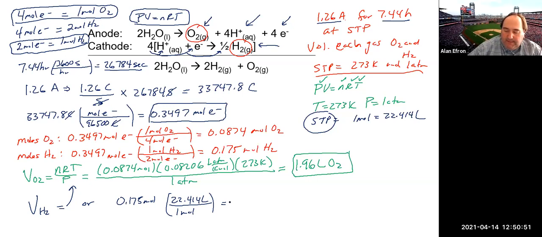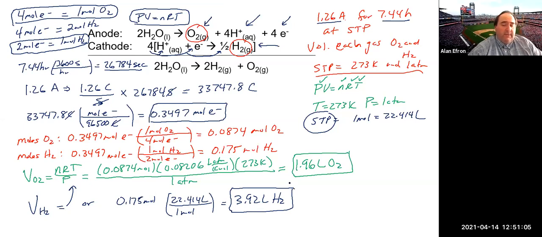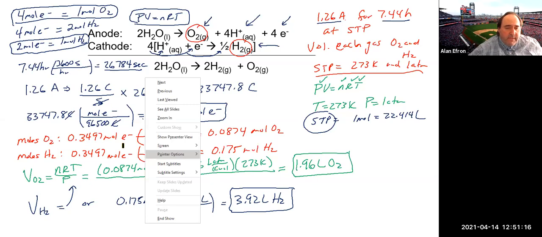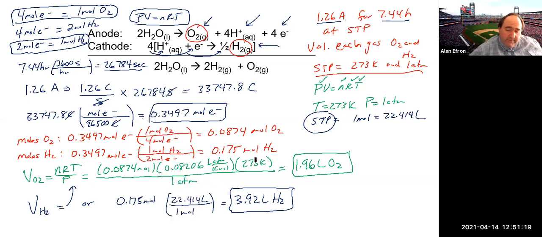And you will end up with 3.92 liters of hydrogen gas. And again, you can go into the ideal gas law like we did with the oxygen if you wanted to, and you will end up with basically the exact same answer, maybe slightly off with some rounding, but pretty darn close. So if we ran this cell for the 7.44 hours, we would produce 1.96 liters of oxygen that would bubble up in the test tube, or however you're collecting it. We would produce 3.92 liters of hydrogen that would bubble up in that test tube, or however you're collecting it.